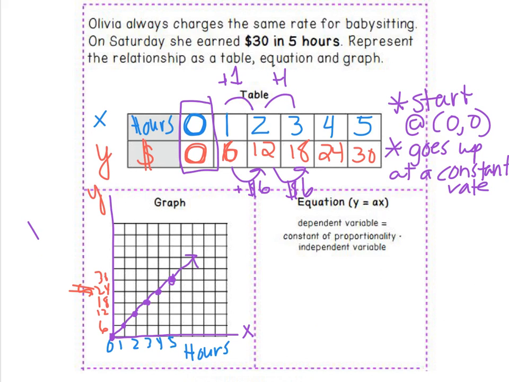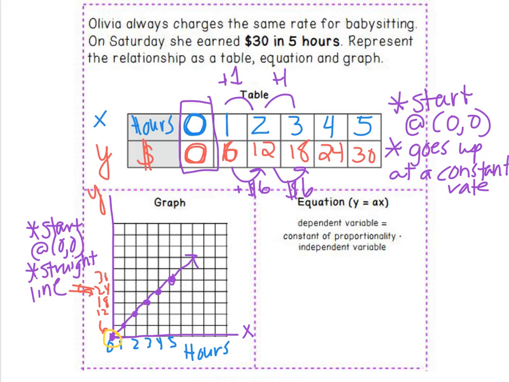So proportional relationships, again, always start at 0, 0. So you can see that on this graph. It starts right here at 0, 0, right at the corner. And then it also, you notice, is a straight line. All proportional relationships are a straight line.